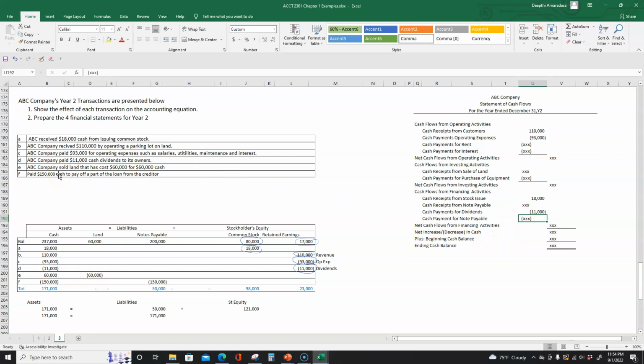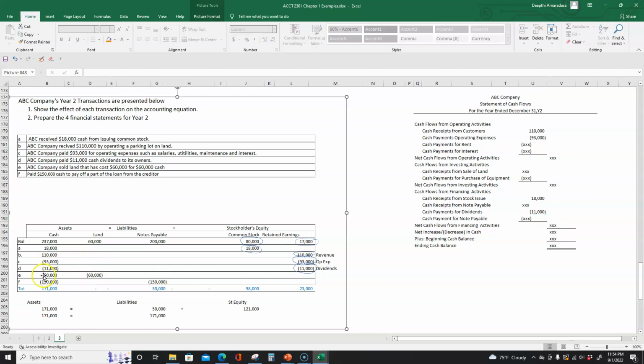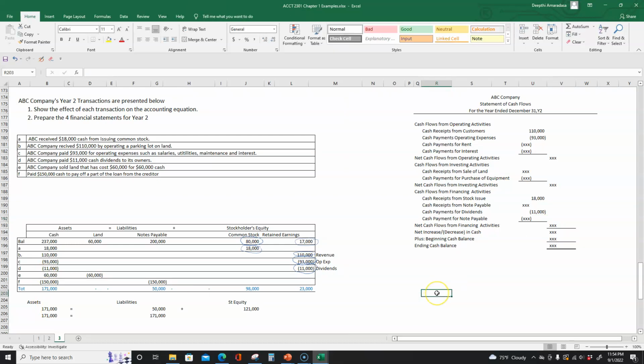Let's look at the next transaction. It says ABC company sold land that had cost $60,000 for $60,000 cash. So the company sold land, and when the company sold land, we received cash. That's where the positive $60,000 here shows up.